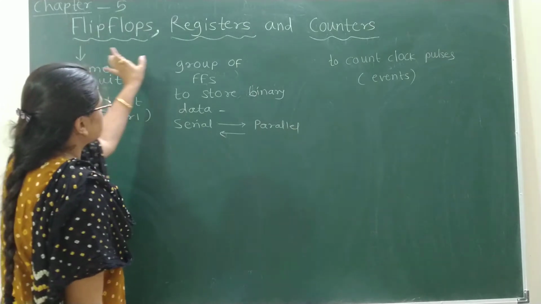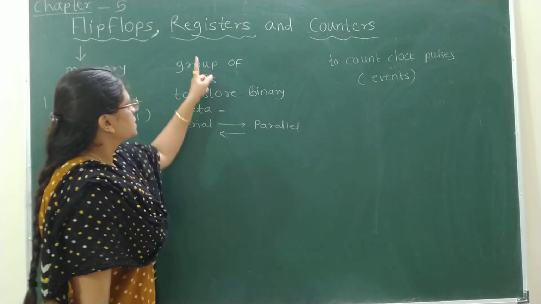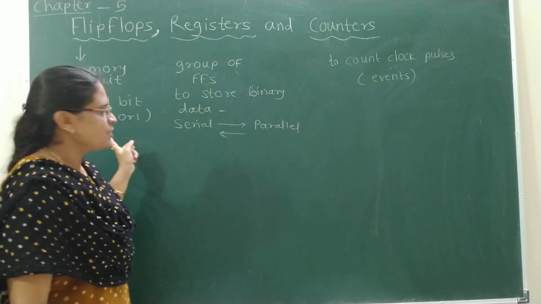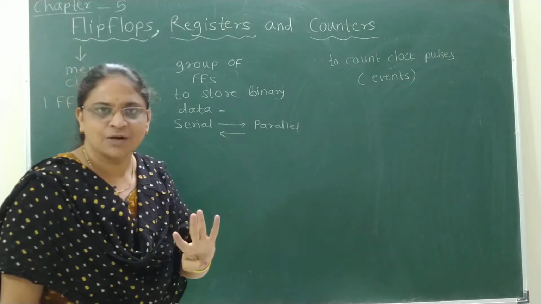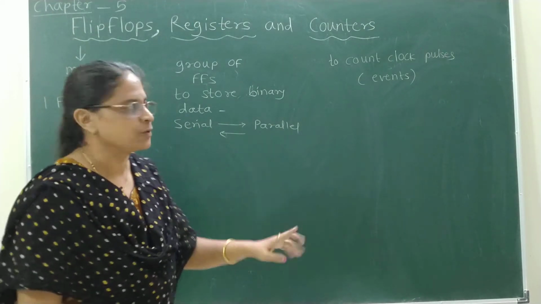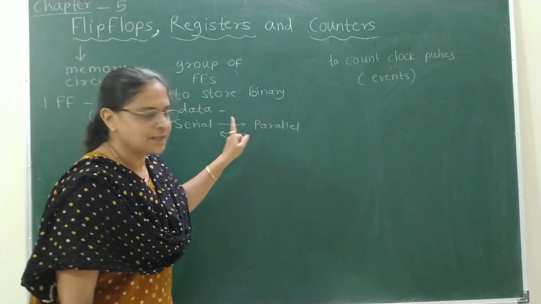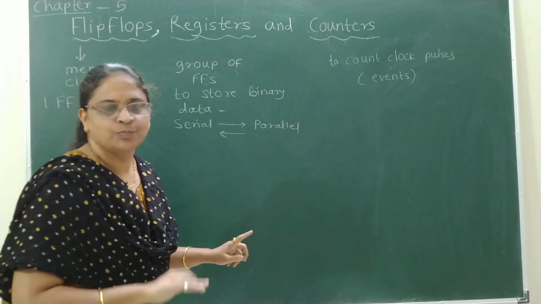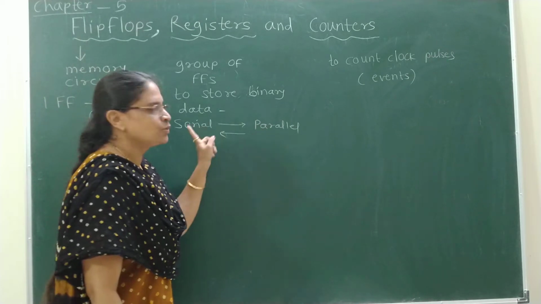A number of flip-flops grouped together is called a register. A register is a group of flip-flops where, as we have seen, one flip-flop can store one binary digit. If 4 bits have to be stored, we need 4 flip-flops. So a 4-bit register can be used to store binary data as well as to change the input-output method, that is from serial to parallel, parallel to serial.